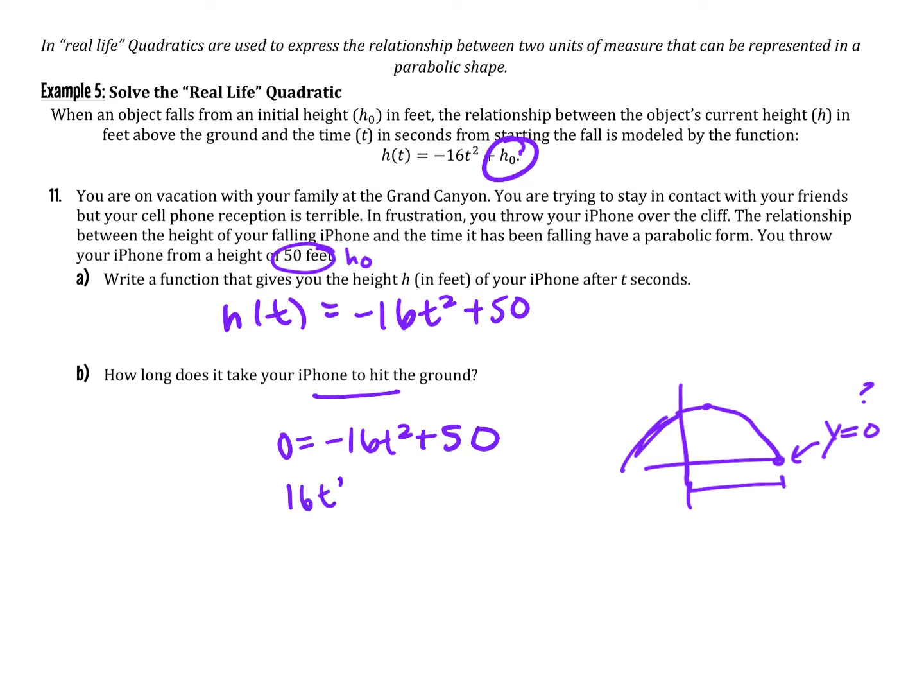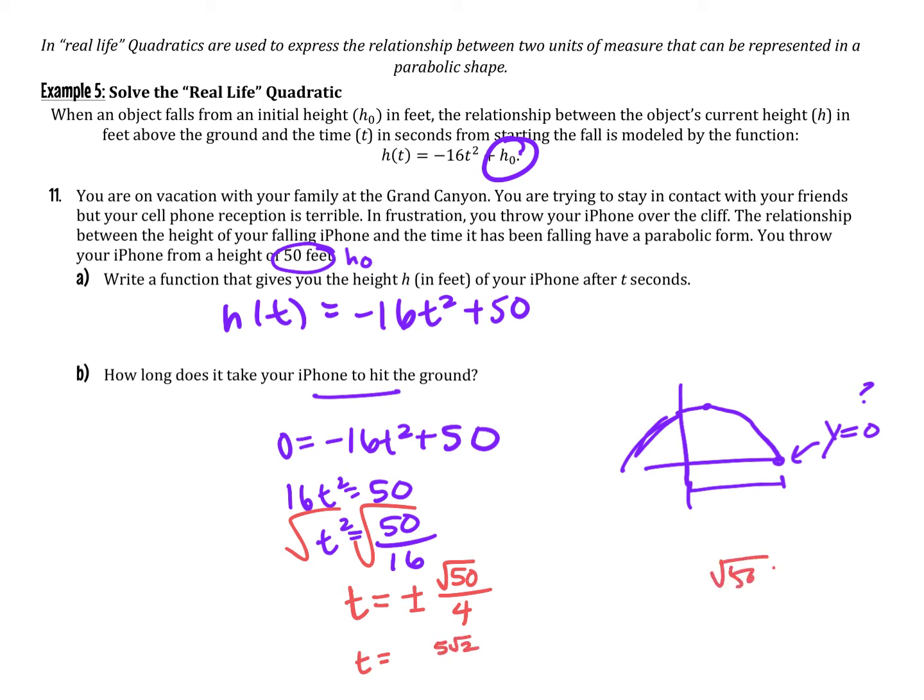So 16t squared equals 50. So t squared is 50 over 16. And then to solve this, we can square root both sides. So t equals plus or minus the square root of 50 over 4. The square root of 16 is 4. The square root of 50 is going to simplify to be 5 root 2, right? 50 is the same thing as 25 times 2. So 5 root 2 over 4.